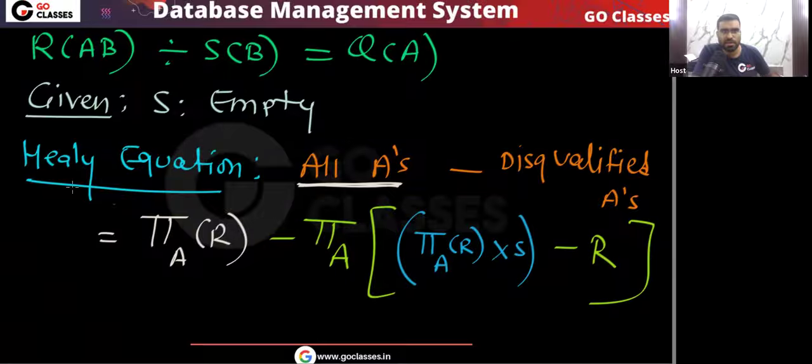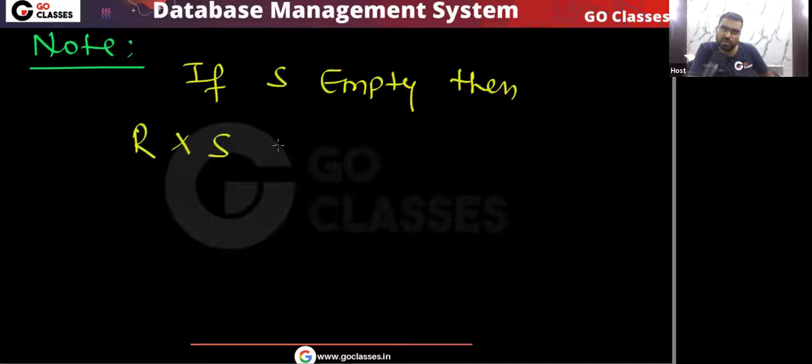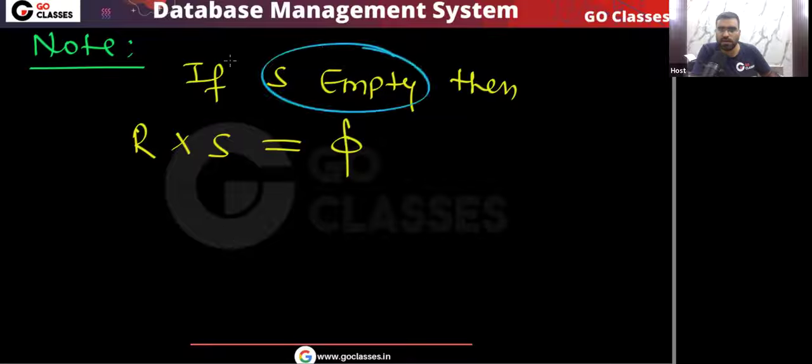Understood? Now you tell me, if S is empty, then what will happen? If S is empty, then what will be R cross S? That also will be empty. Yes or no? Do you agree? So if S is empty, then R cross S, the cross product, also will be empty. That you already know.